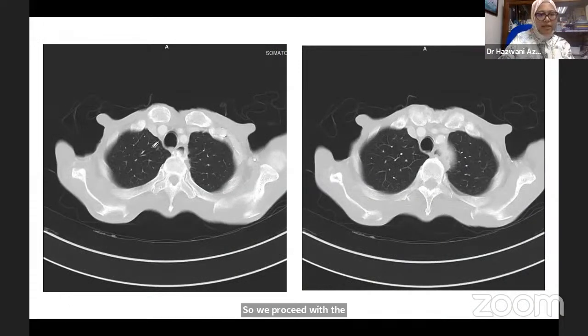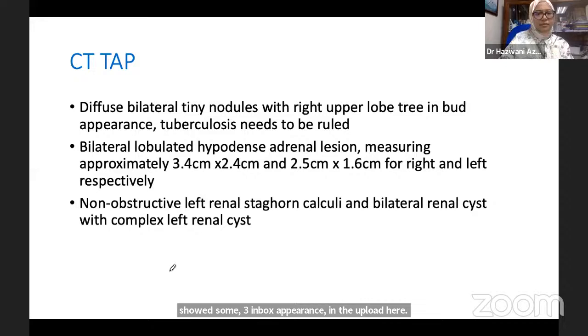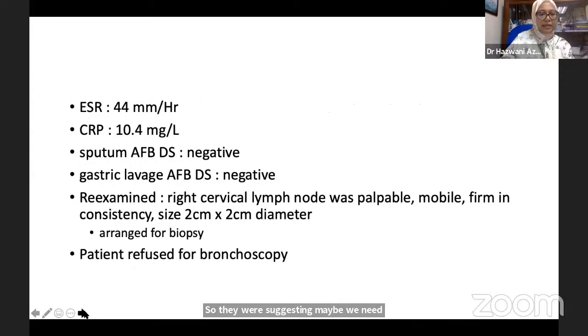It showed some tree-in-bud appearance in the upper lobe here. It's very, very subtle. So it was reported as bilateral tiny nodules with right upper lobe tree-in-bud appearance. So they were suggesting maybe we need to rule out tuberculosis. However, sputum AFB were all negative.